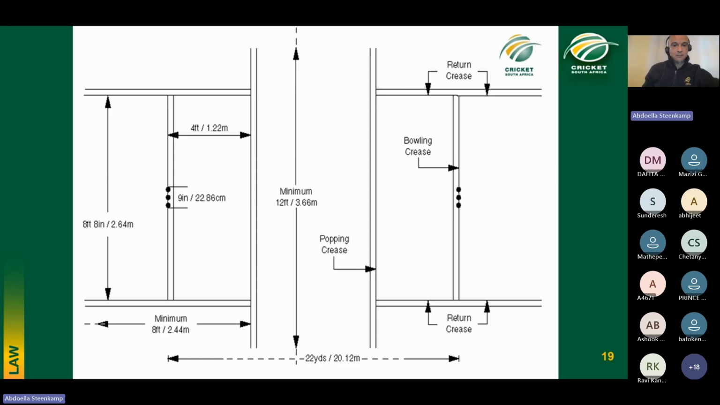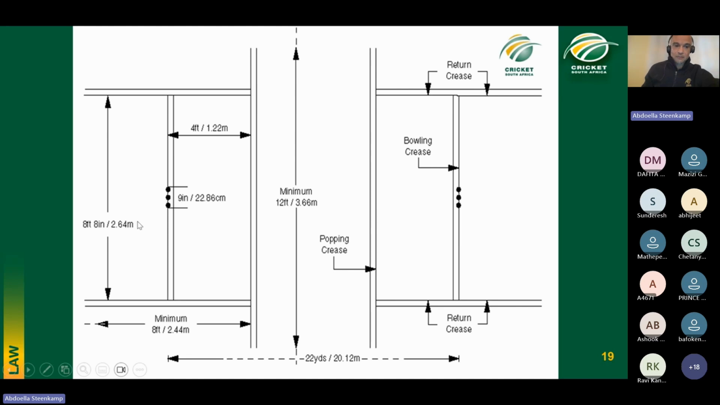Let me give you an exam tip and what you need to look at. They're going to give you a diagram in the exam. Please take note of the arrows. Look at where the arrow starts and where the arrow ends. I'll give you an example with the bowling crease. If this arrow starts at the inside edge of the one return crease and ends at the inside edge of the other return crease, the length that they're looking for is the full length of the bowling crease, which is 2.64 meters.